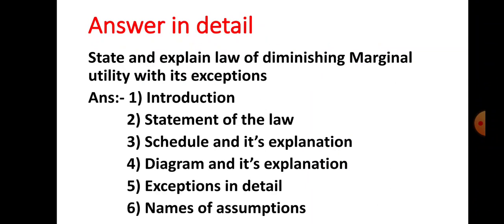Now let us see the answer in detail. This is an essay type question. The question is: state and explain law of diminishing marginal utility with its exceptions. Let us see how to write down the answer. Number 1, introduction point, that is very important. Number 2, statement of the law. Number 3, schedule and its explanation. Number 4, diagram and its explanation. Number 5, you have to explain exceptions in detail. And number 6, you have to write only the names of assumptions. So this is an 8 marks question.